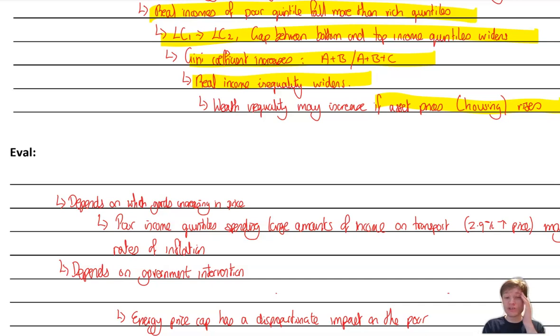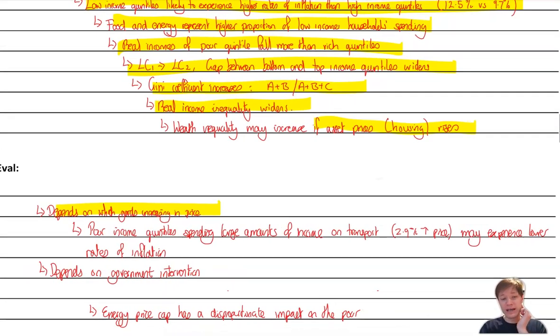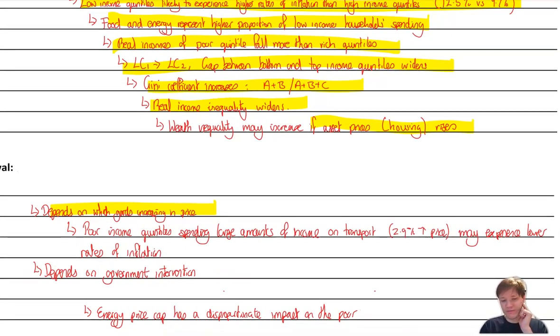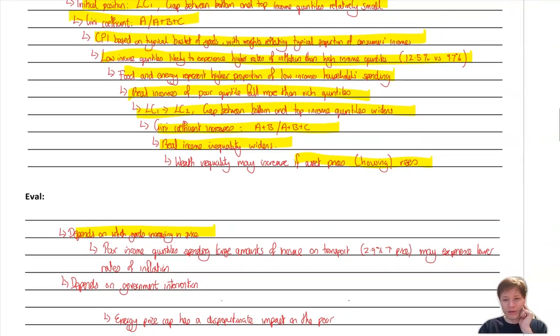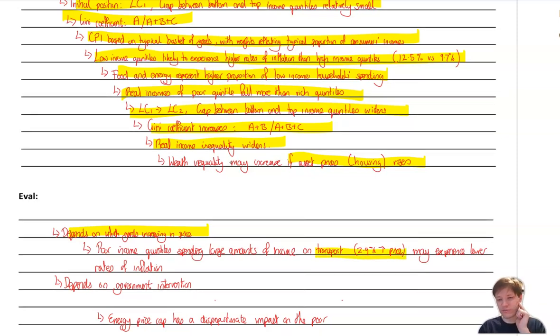It really does depend on which goods are rising in price, and different poor income groups will be spending on different things. I've just chosen transport here. It's only gone up by 2.9%. So if you spent a lot of your money on transport, you may well have a lower effective rate of inflation than another group of people. So not all poor people are the same. They're not all going to be spending the same amount on those areas, so you can talk about the regressive effect being different for different people.